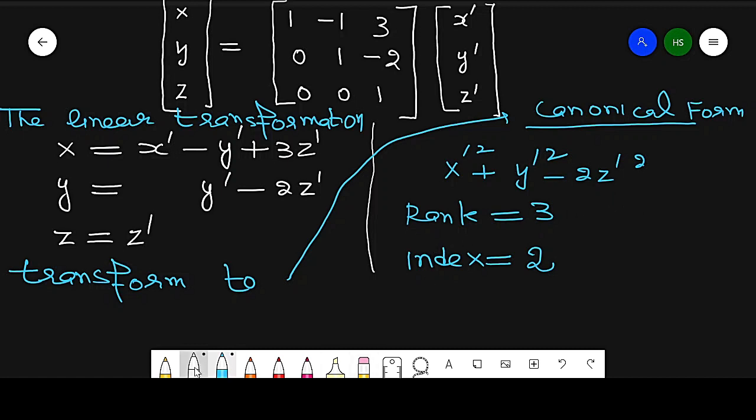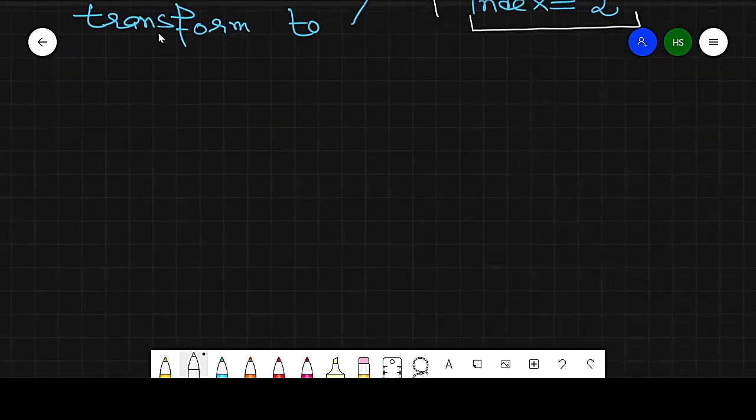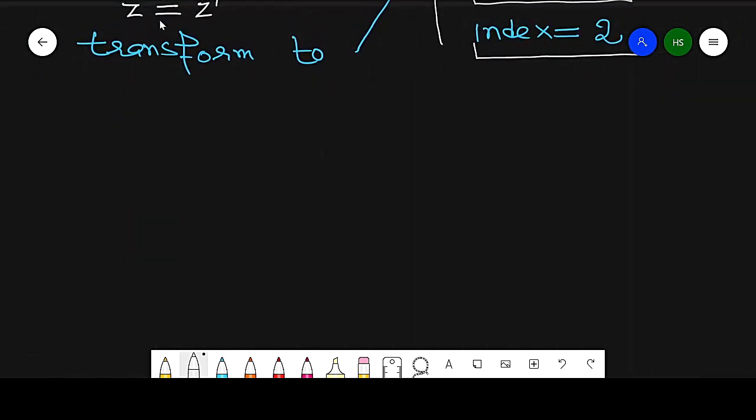So from this we find the rank and index. How can we find the rank? Rank is the number of variables, that is 1, 2 and 3. And what is index? Index is the number of positive terms. So positive terms are 2, which is the index. So this type is very important. Just remember the method: reduce to the canonical form and find the rank and index of any transformation.